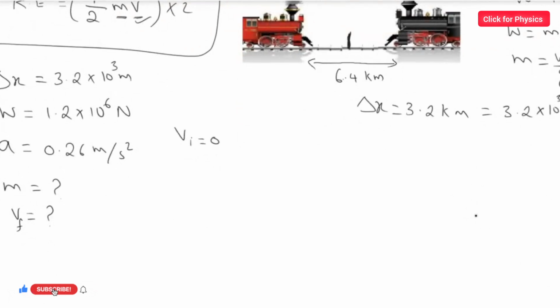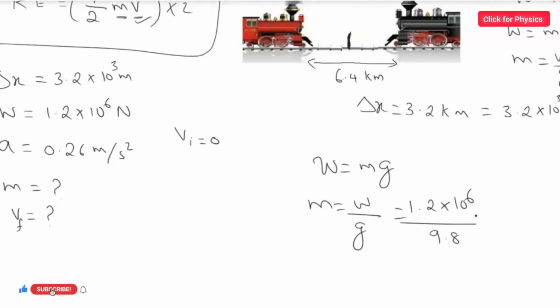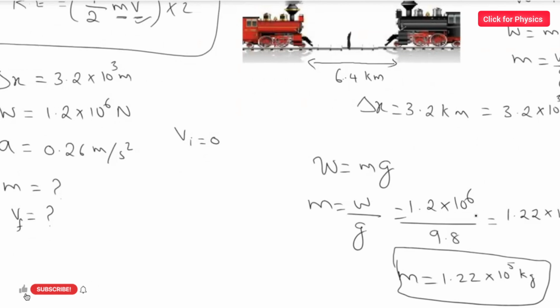How to find the mass? By using the weight formula. Weight equals mass multiplied by gravity, therefore mass equals weight divided by gravity. So the weight is 1.2 × 10^6 divided by 9.8. We got the answer as 1.22 × 10^5 kilograms. So we got the answer for the mass. Let's write it one more time: 1.22 × 10^5 kilograms. This is the value for the mass. Now we need the final speed.